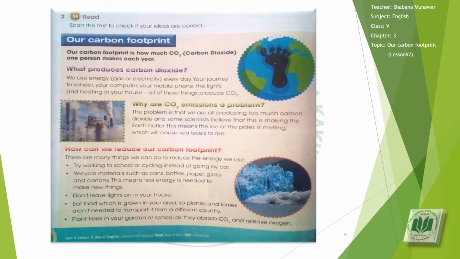Try walking to school or cycling instead of going by car. Recycle materials such as cans, bottles, paper, glass, and cartons. This means less energy is needed to make new things. Don't leave lights on in your house. Eat food which is grown in your area so planes and lorries aren't needed to transport it from a different country. Plant trees in your garden or school as they absorb CO2 and release oxygen.